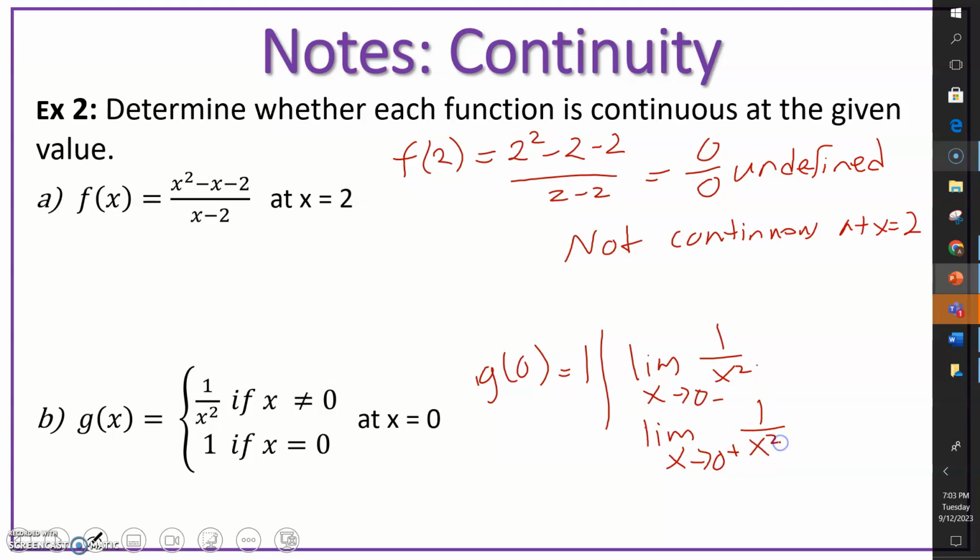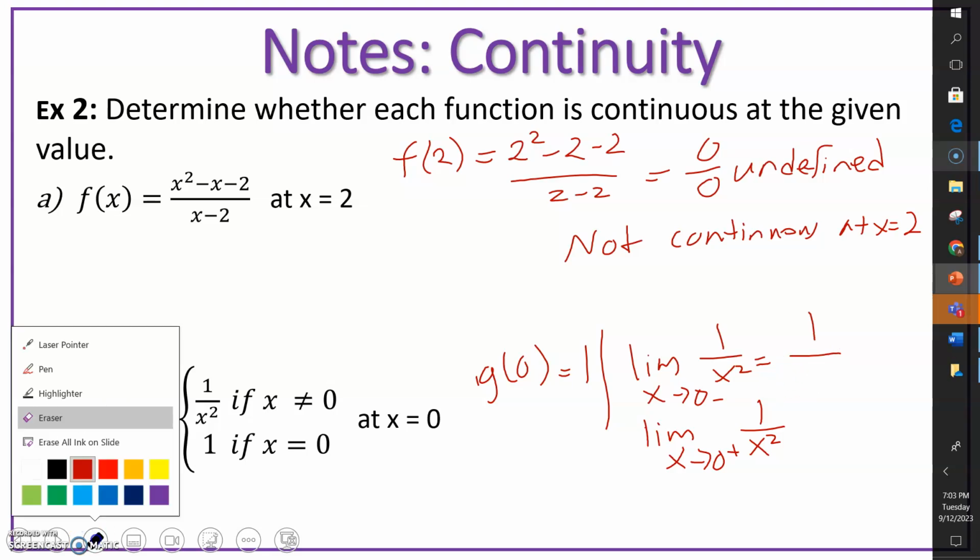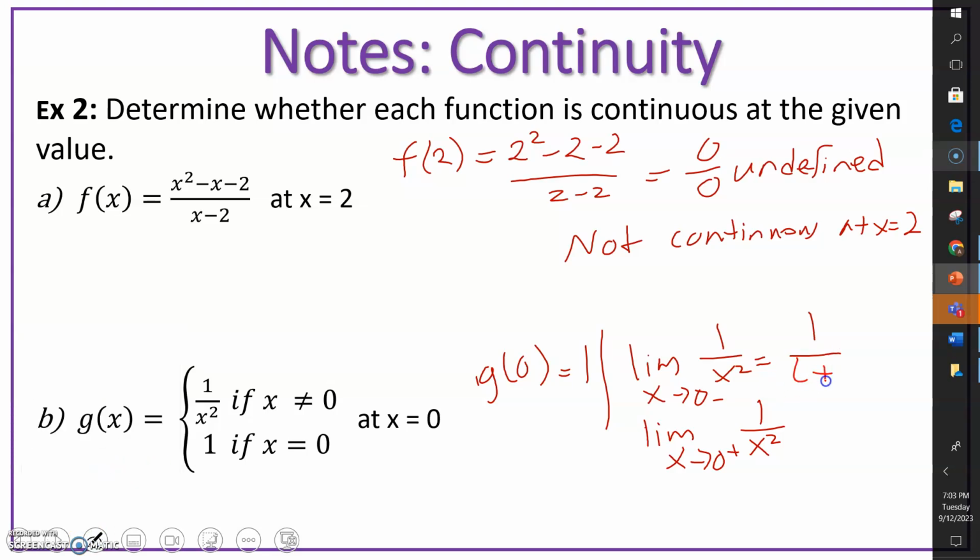If I approach 0 from the left, I'm plugging in a really small negative, like negative 0.0001, and if I square it, it becomes positive. So this is 1 over a really small positive number, and 1 divided by a really small positive is a really big positive. The same thing happens from the right. Therefore, the limit does exist, and the limit as x approaches 0 of g of x is in fact infinity.